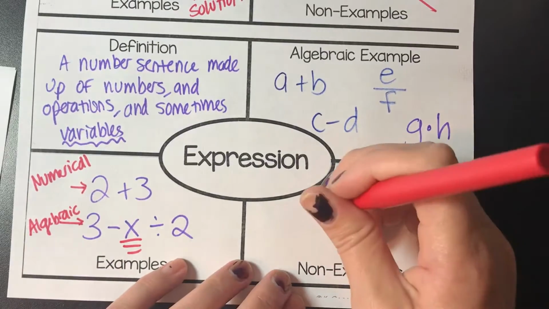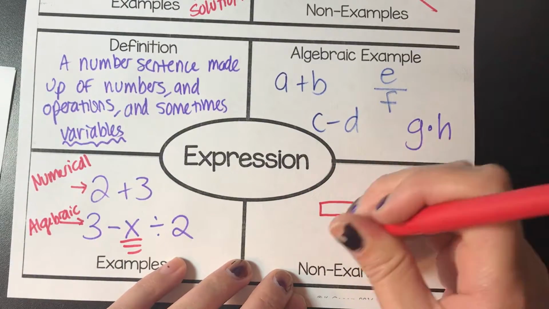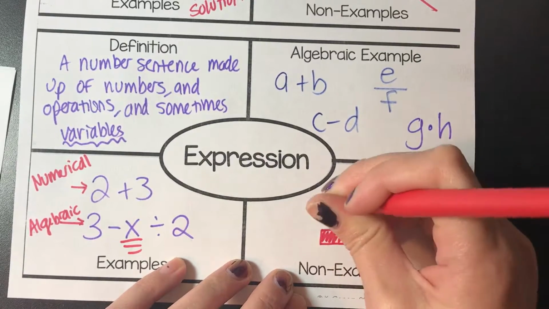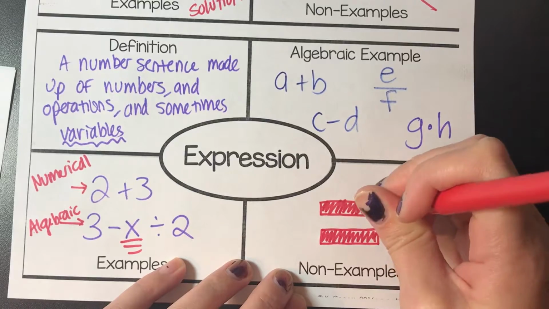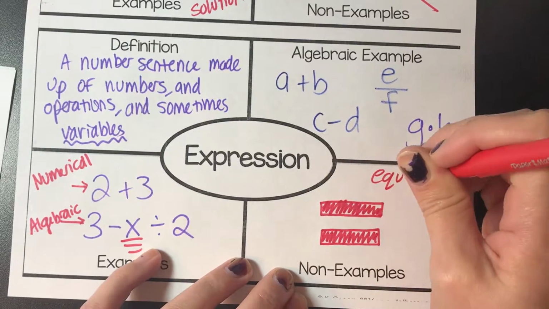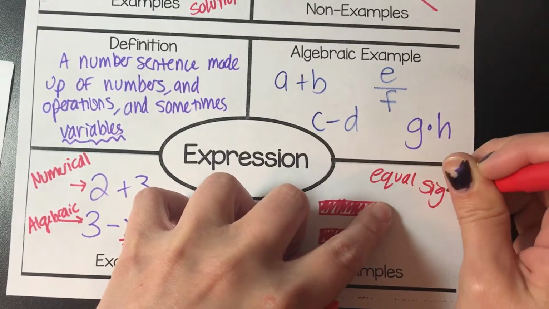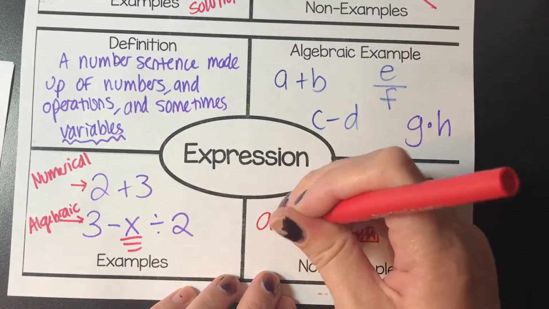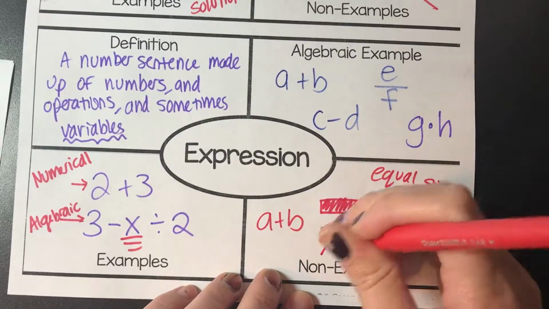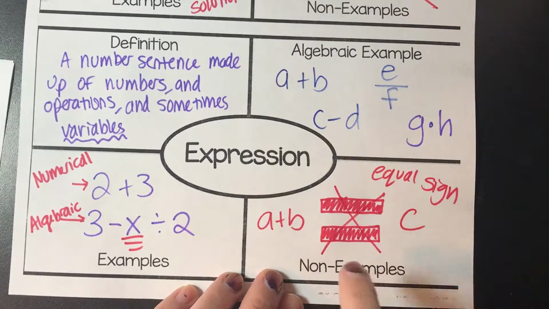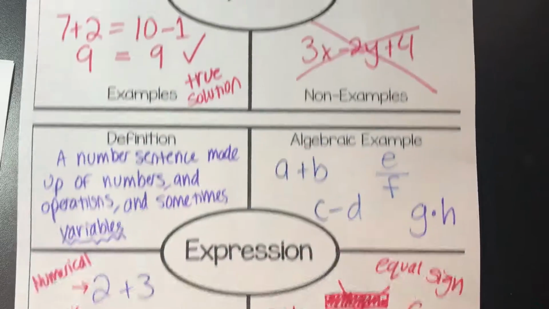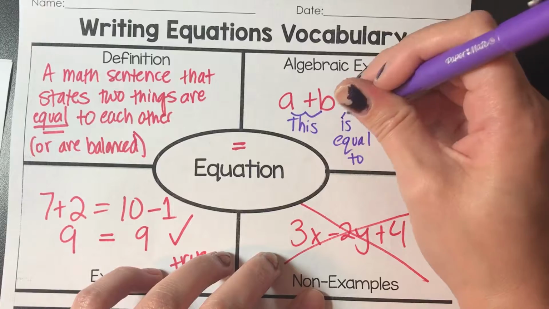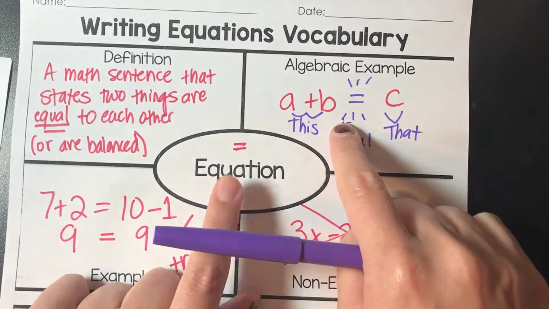A non-example, you're just going to draw nice and big. I'm going to make it extra big. Is if there is an equal sign, it is not an expression, like A plus B equals C. Whenever there's an expression, you will not see an equal sign. Whereas on the equation, once you see an equal sign, ta-da! This means, ding, ding, ding, we have an equation.